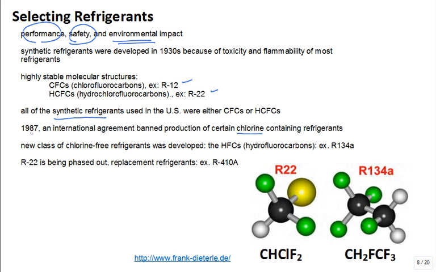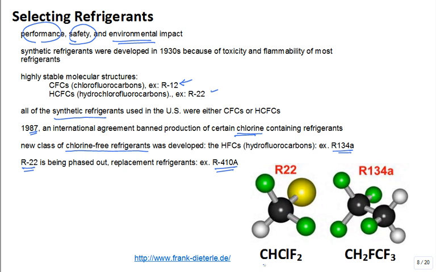So as far back as 87, international agreement banned the production of these chlorine-containing refrigerants. R12 was the first, and they started developing a chlorine-free class of refrigerants, hydrofluorocarbons. An example is R134A. And now 22 is being phased out, or has been phased out, and it's generally being replaced by 410A. It's kind of like the market figures out what is the best refrigerant: cheapest to produce, great thermal performance, great safety. And so here's just an illustration.